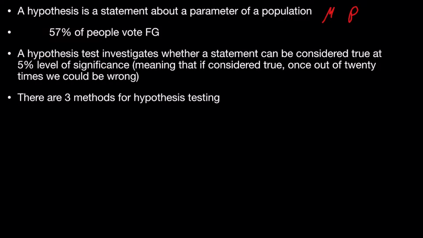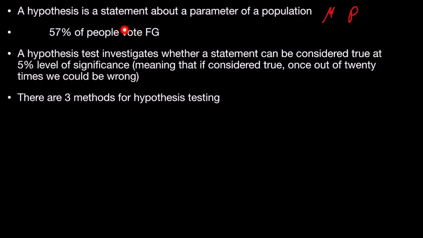We're going to carry out a statistical investigation to build the sample proportion, and then based on our statistics, we're going to be able to test whether it is true that 57% of people vote Fine Gael. And in order to do that, we're going to carry out a hypothesis test, which investigates whether a statement can be considered true at a given level of significance. And for Leaving Cert, the only level of significance that we really concern ourselves with is 5%.